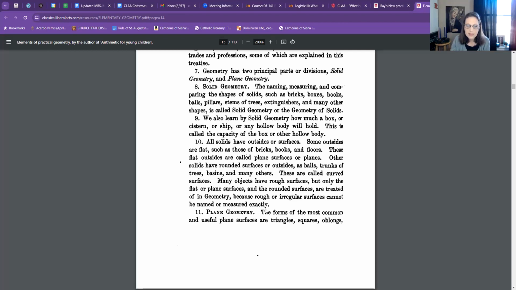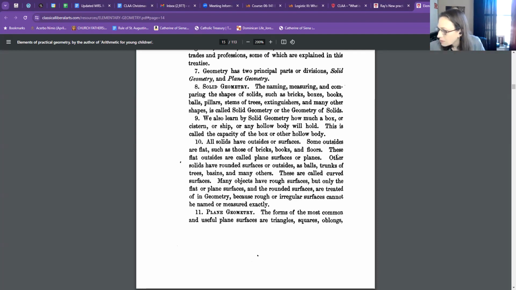Let's read one more here. We're going to stop at plane geometry today. All solids have outsides or surfaces. Some outsides are flat, such as those of bricks, books, and floors, okay?